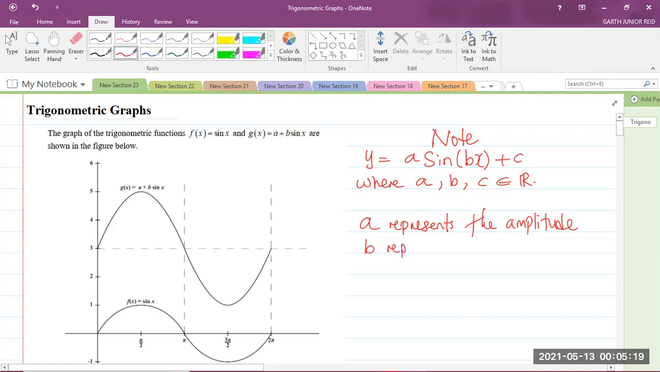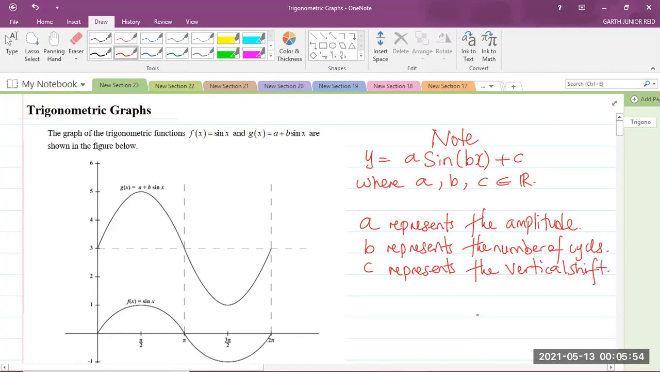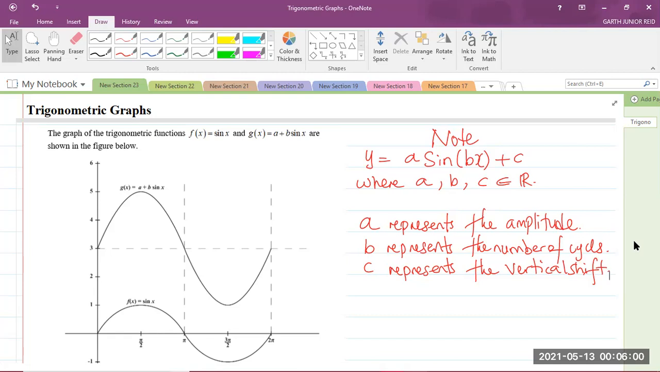B represents the number of cycles, and c represents the vertical shift. So these are things that you should note. Okay, good. So let us now do the question.